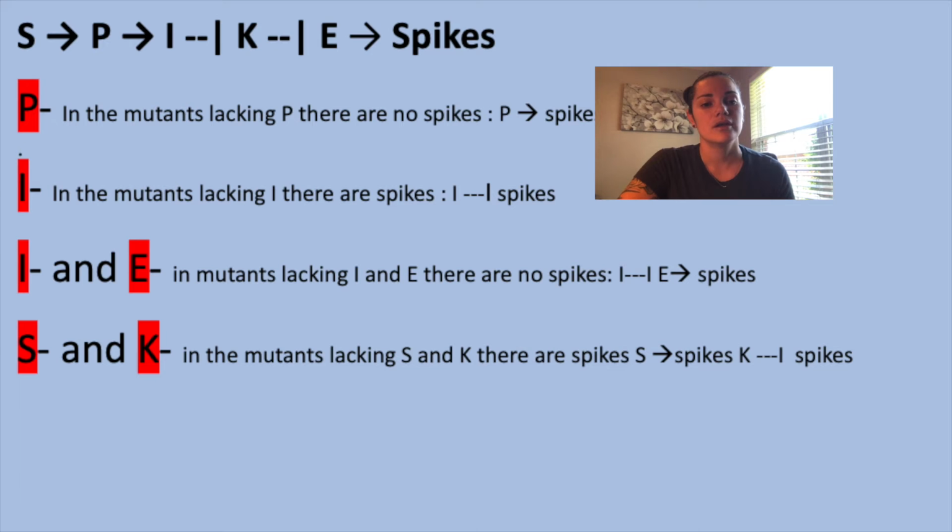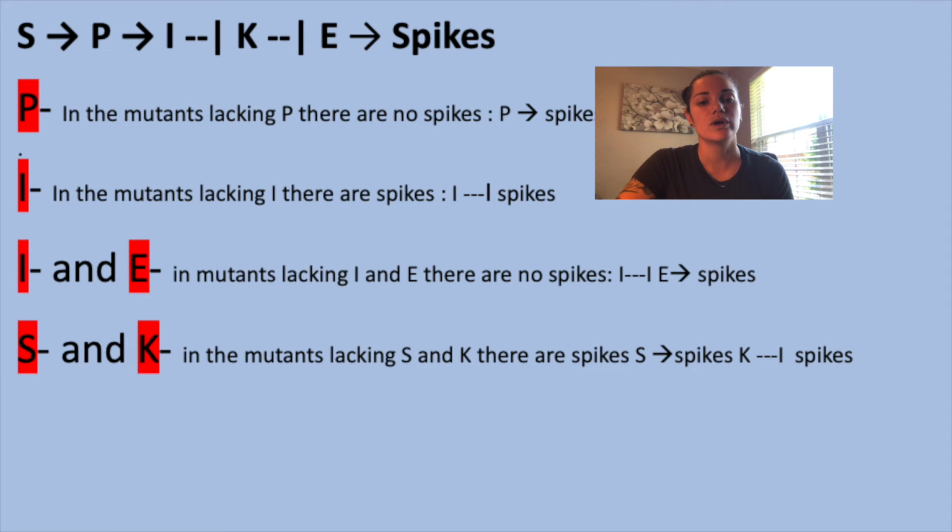In the mutants lacking I, there are spikes, which is represented by I with a T-bar to spikes. Meaning that if we did have I, there would be no spikes, which is why it's represented with the T-bar. In mutants lacking I and E, there are no spikes, which is why we have an I with a T-bar and an E with an arrow going to spikes.